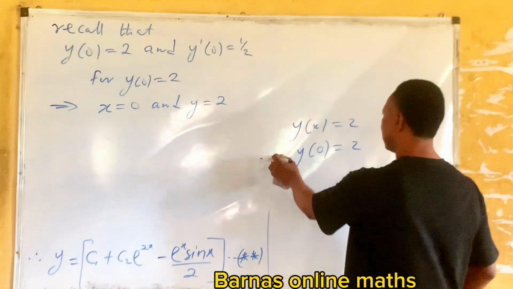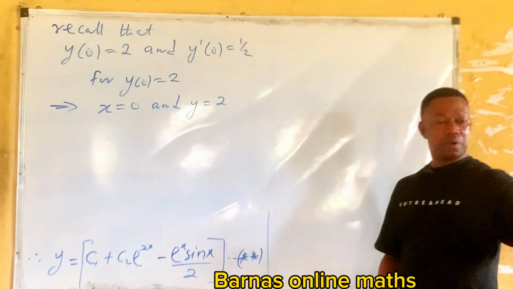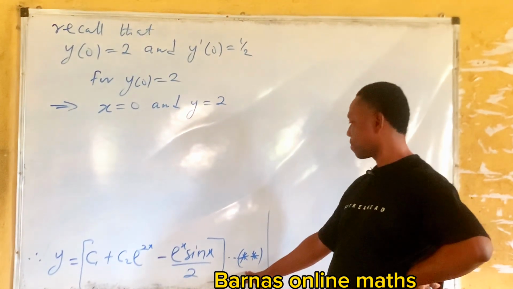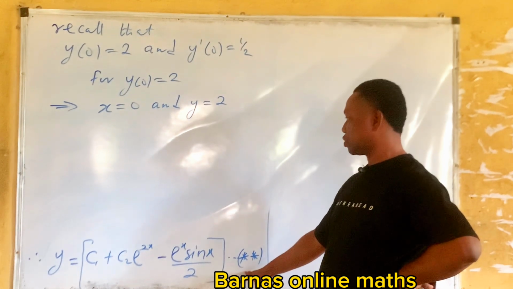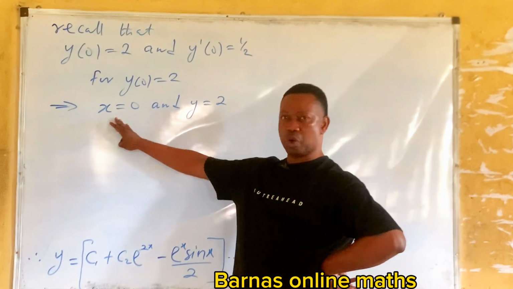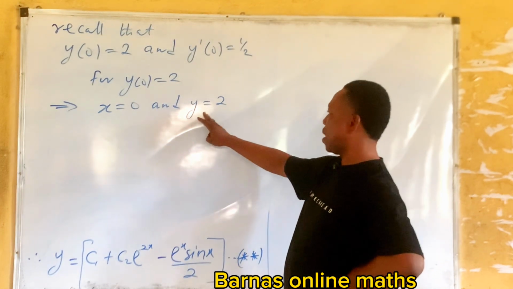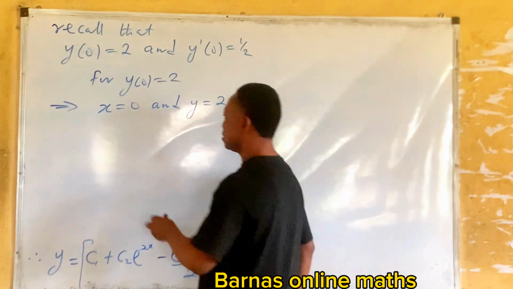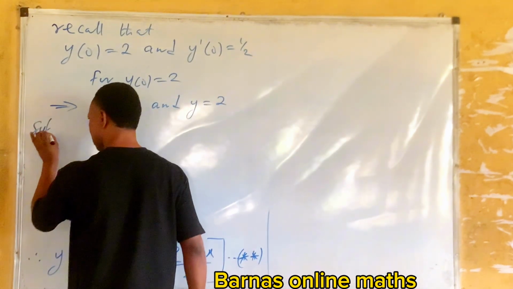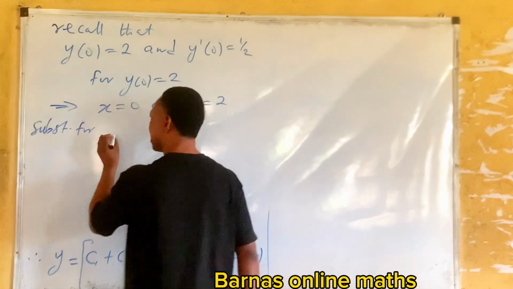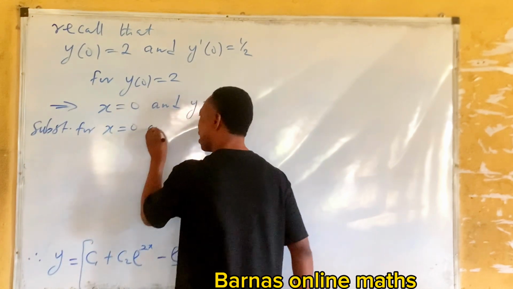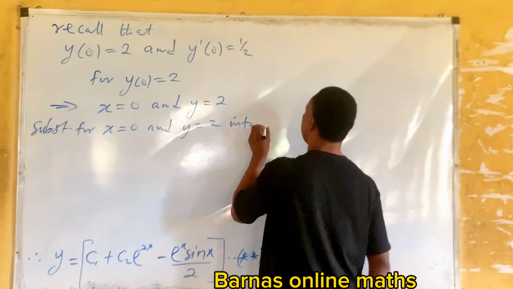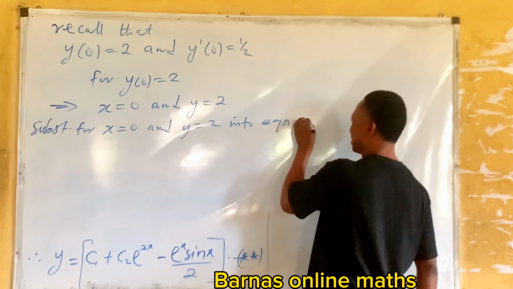Okay, having this in mind, we have to recall from equation star. Look at equation star. We are going to substitute for x equal to 0 and y equal to 2 into equation star.